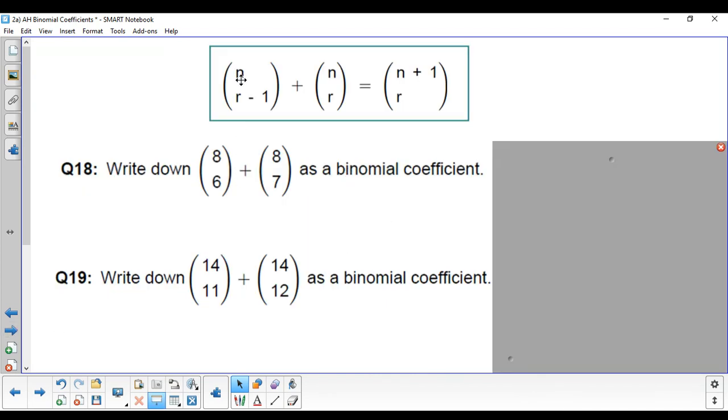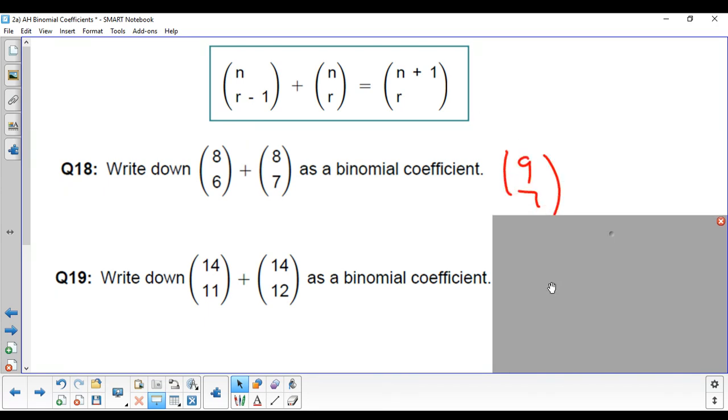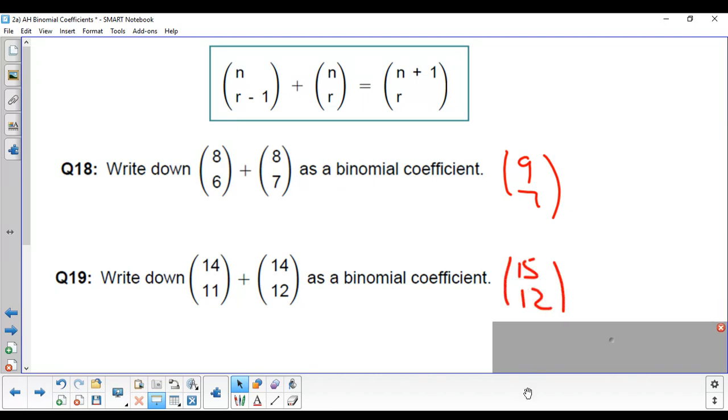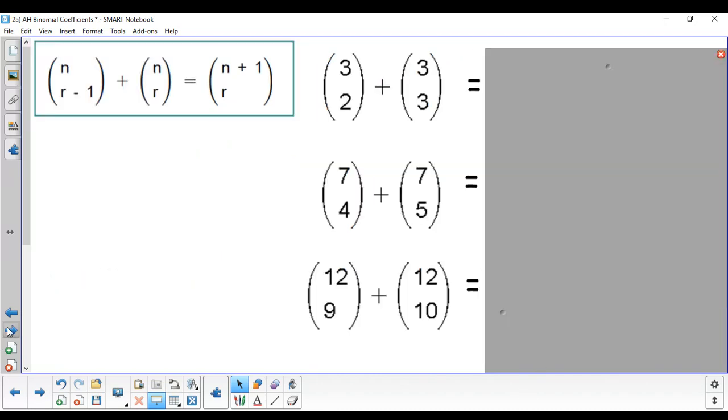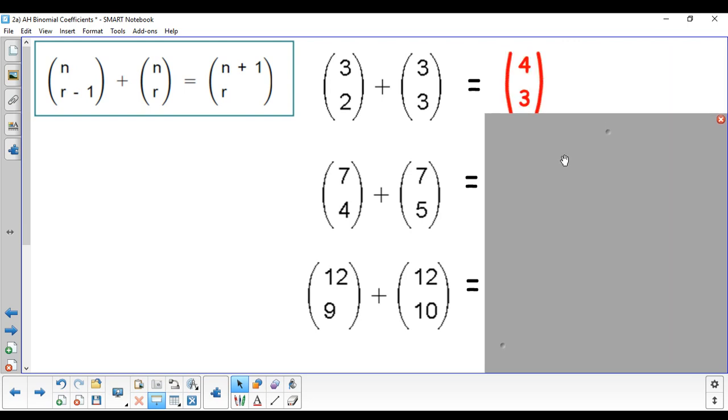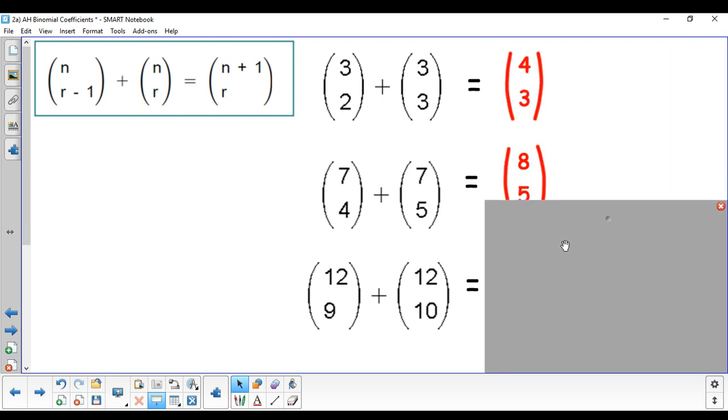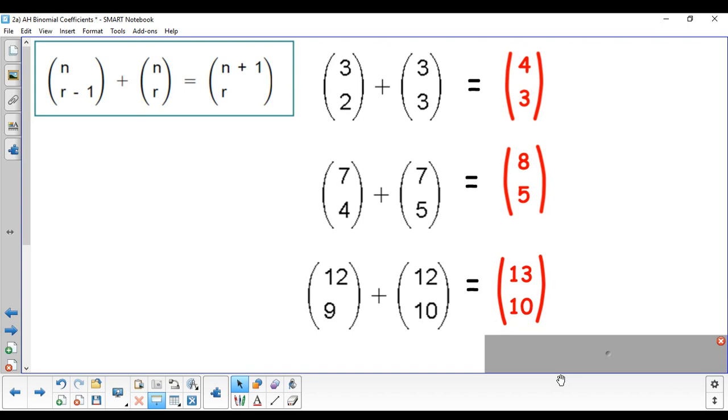Okay, so if you know that you've got 8C6 and 8C7, that will go to one higher at the top, 9, and the largest 7. So what's one higher? 15, and the largest is 12. That's it. One higher, largest, one higher, largest, one higher, largest. Okay.